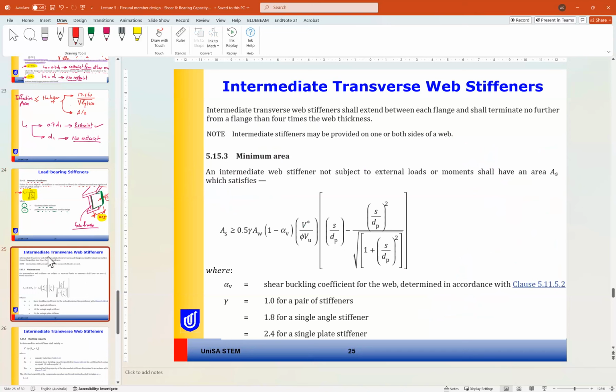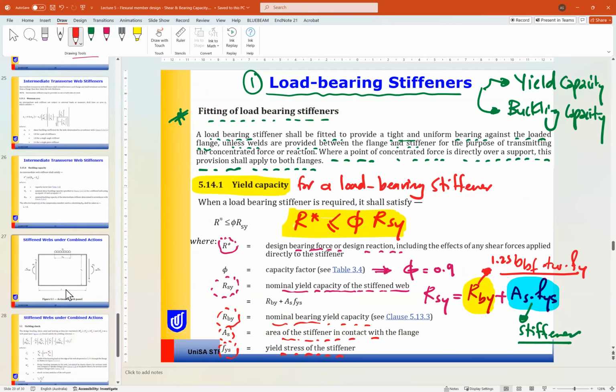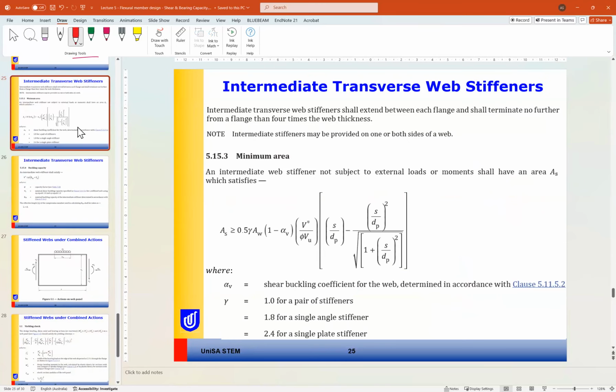So the previous design was for the load-bearing stiffener. Now we will look at the intermediate transverse web stiffeners. Intermediate transverse web stiffener means it is not a load-bearing stiffener, so no load at this point. So the intermediate transverse web stiffener shall extend between each flange and shall terminate no further from a flange than 4 times the web thickness. What does this mean?